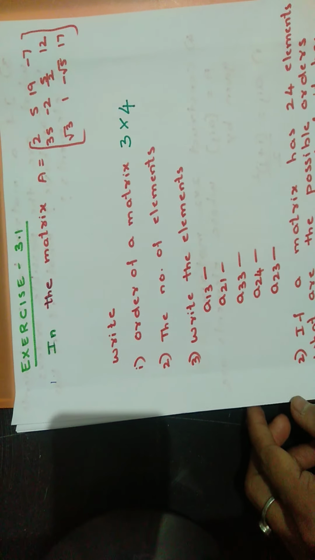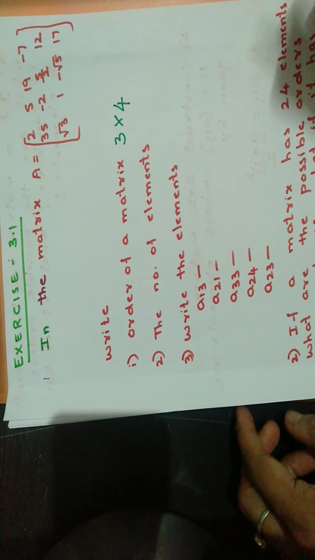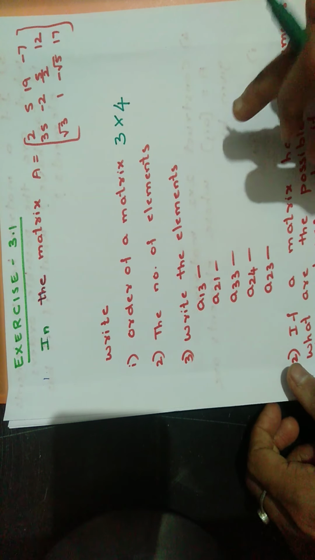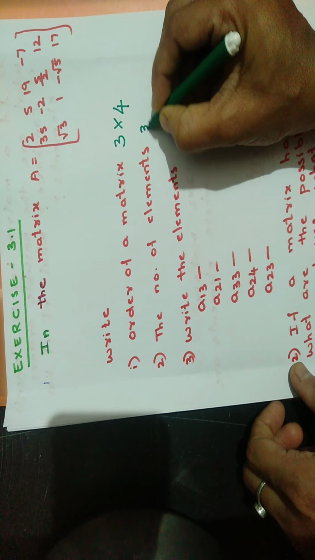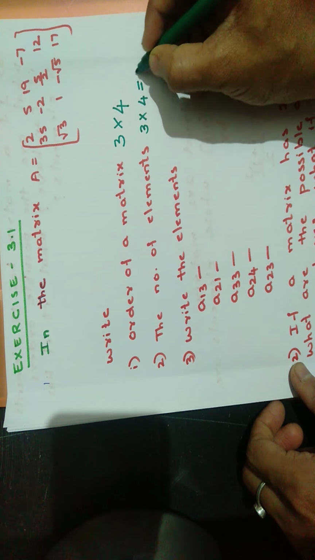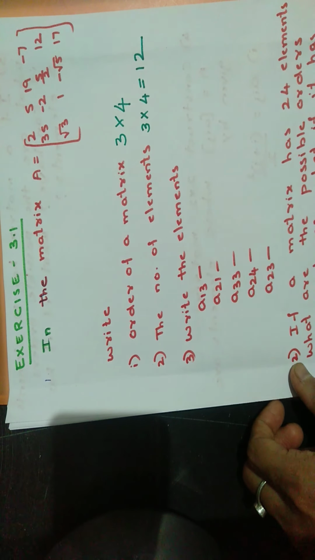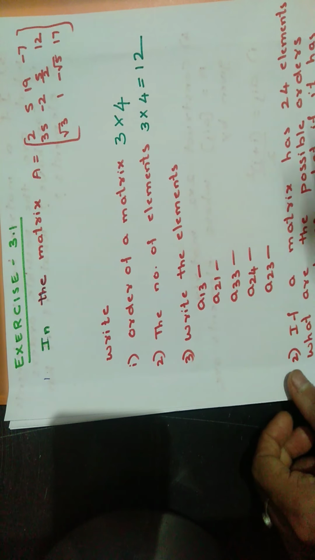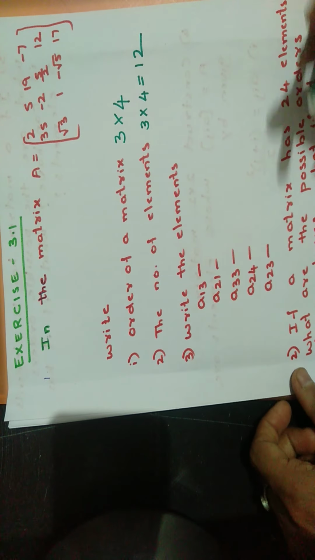Next, second question, the number of elements. The number of elements means number of rows into number of columns, that is equal to 12. So this is the second question's answer.